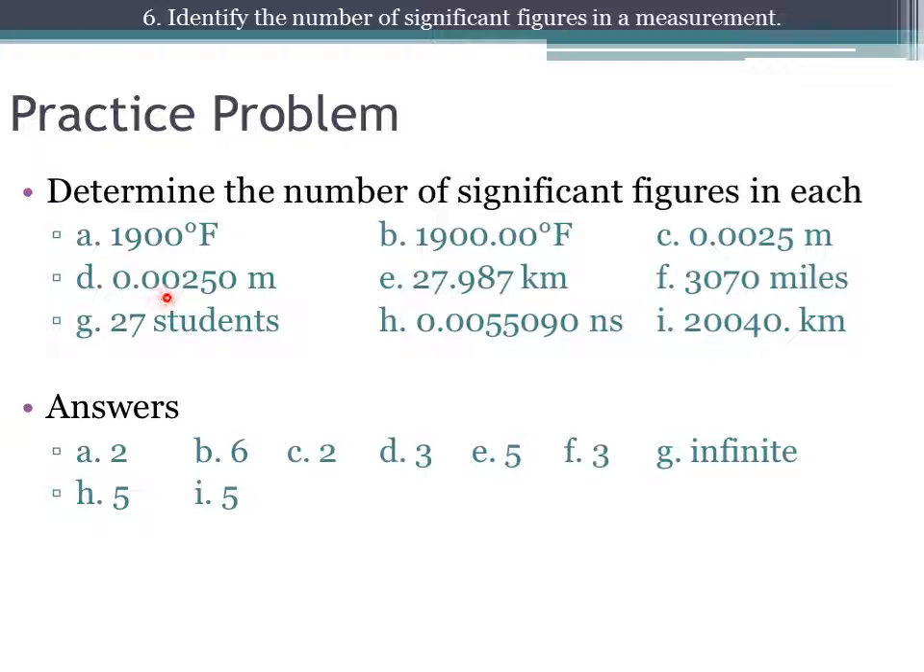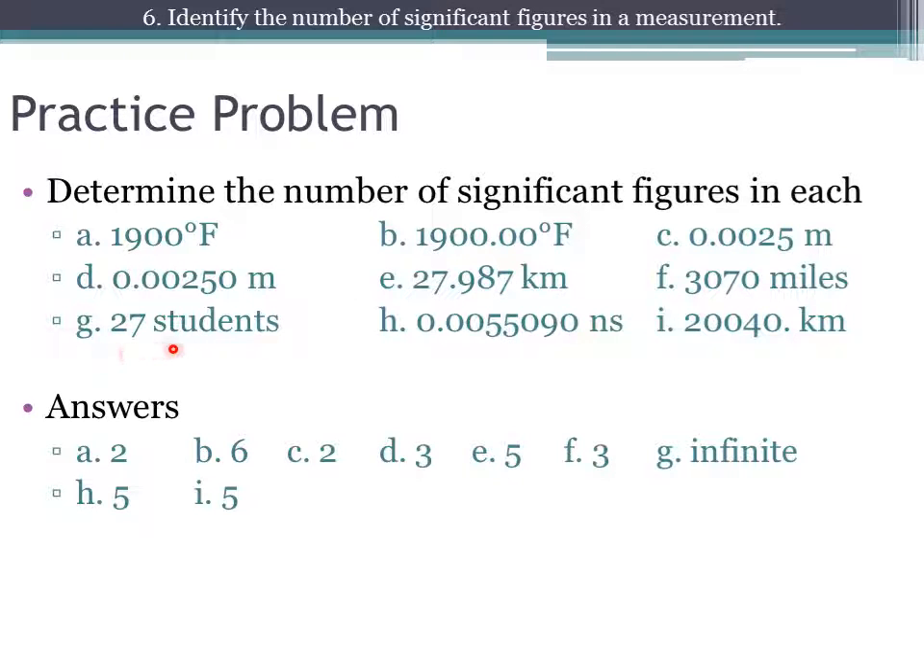The leading zeros are still not significant. Only that final 0 after the decimal is, so that's 3 sig figs. E, all non-zeros, so that would be all significant, so 5 sig figs. F, 3 sig figs. The middle zero between the 3 and the 7 is significant because it's between 2 non-zeros. The last zero, not significant. It's a placeholder. It's there to hold the value of the measurement, so 3 sig figs.